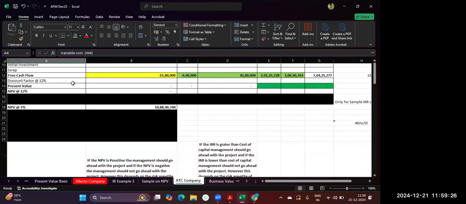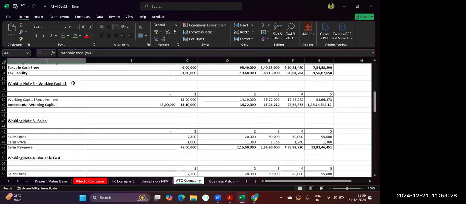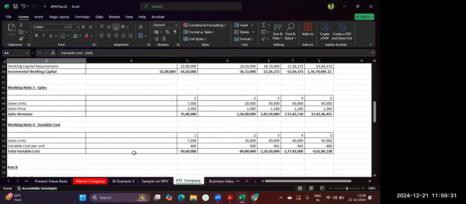Variable cost. I am doing a working for variable cost. Do you know why? Again, it is affected by inflation, right? How is variable cost calculated? Sales units into variable cost per unit will give the total variable cost. Correct. So number of units multiplied by the cost.